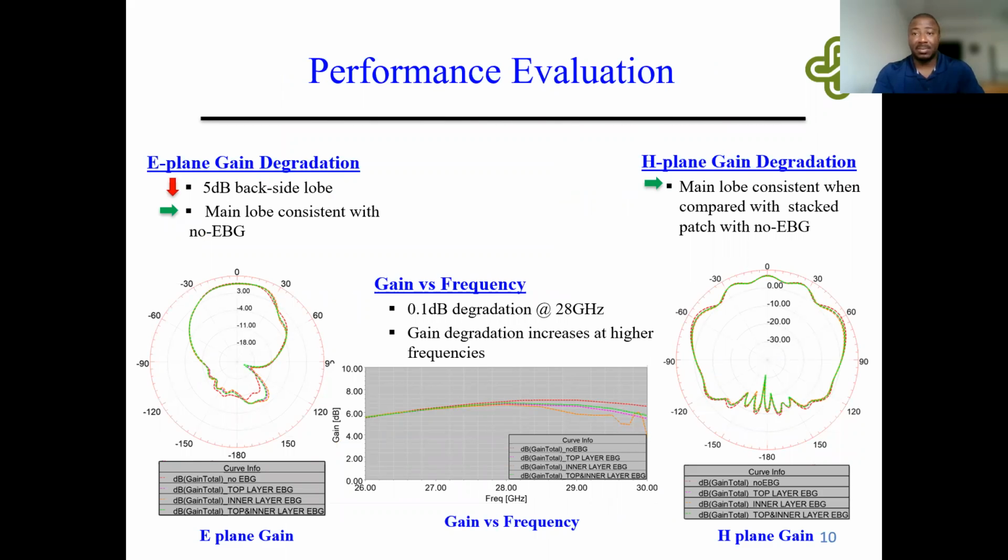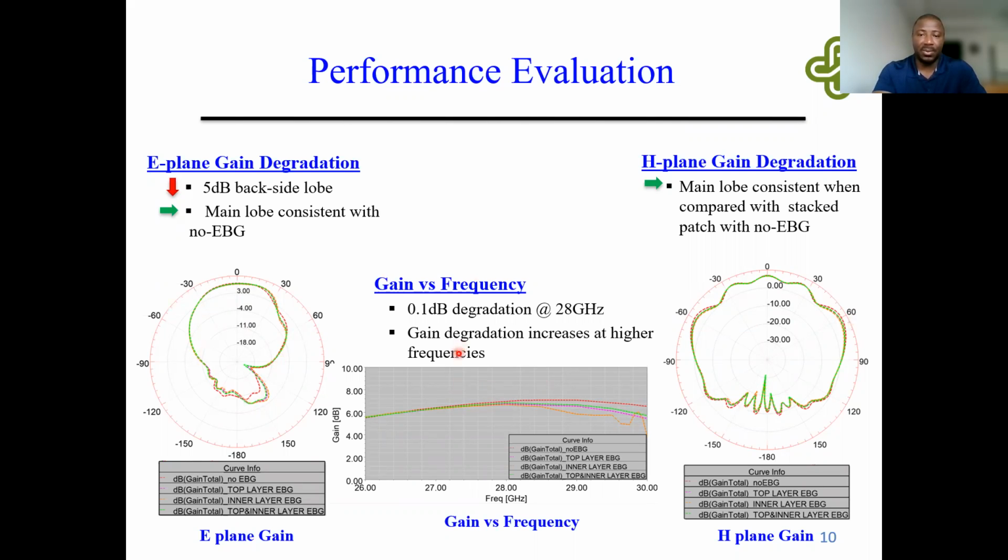The effect of the different mushroom EBG configurations is presented in this slide. And as you can see, there are minimal effects of the mushroom EBG structures on the stacked patch antenna. This is seen on the E plane gain and the H plane gain. There is a 5 dB increase around this area in the back side lobe of the E plane gain, while the main lobe gain is consistent for both the E plane and the H plane.